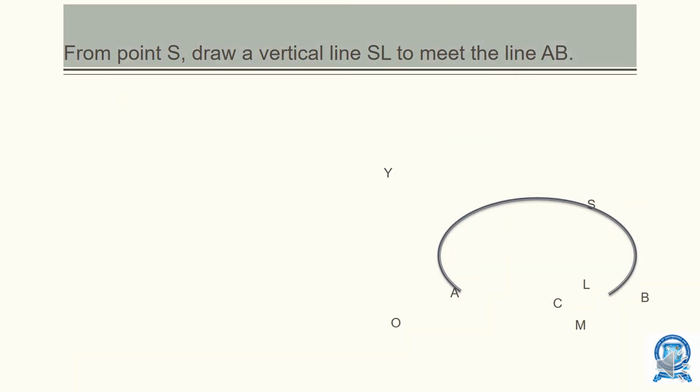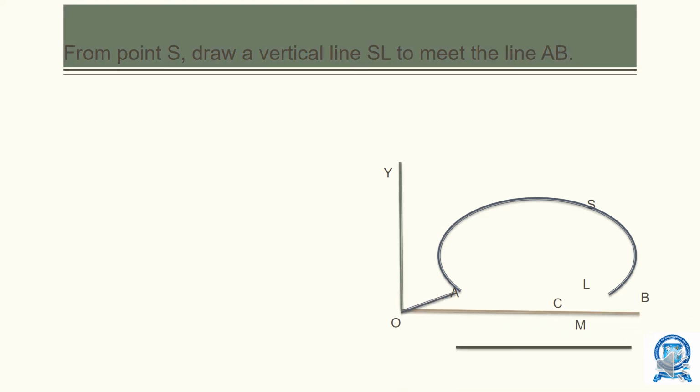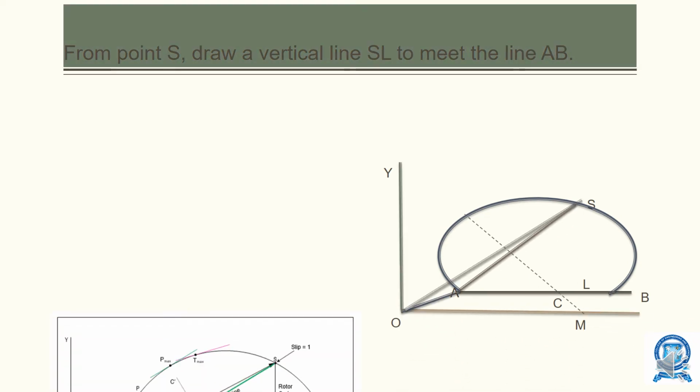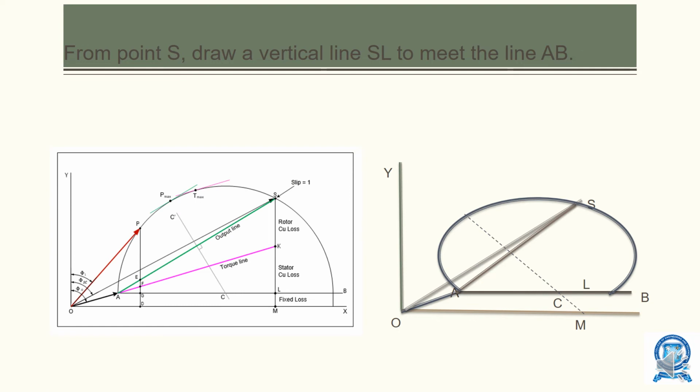From the point S, draw a vertical line SL. So now we need to draw a vertical line SL. This is SL. See, this is the point S and this is the line crossing through vertically. See, SL is drawn. Next you need to mark the point K. See, here you have the K point.